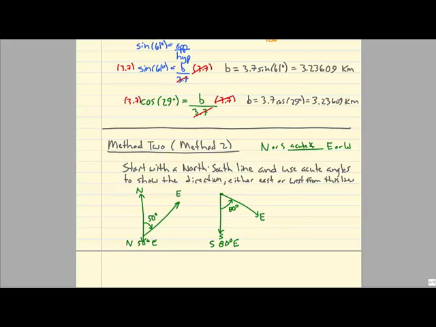Okay, let's look at another one. So this one's heading south and then it's going west. And we'll say from here it's 100 degrees. And again, it has to, I'm sorry, 10 degrees. It has to be an acute angle. So 100 degrees would not be an acute angle. So this would be 10 degrees. So what we'd say is south, 10 degrees west here. So that's our method 2.